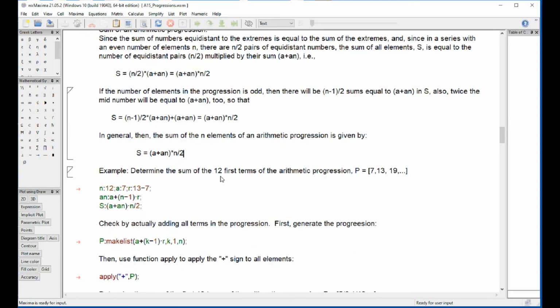For example, determine the sum of the first 12 terms of the progression 7, 13, and so on. So the first term is 7, the increment is 13 minus 7. The last term is going to be calculated this way, and the sum is calculated this way.